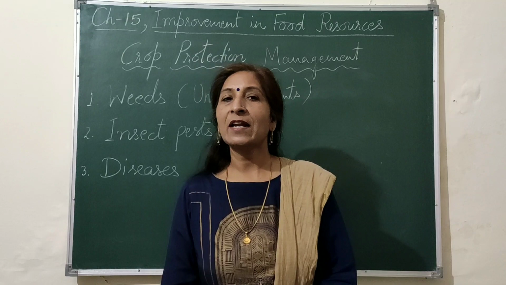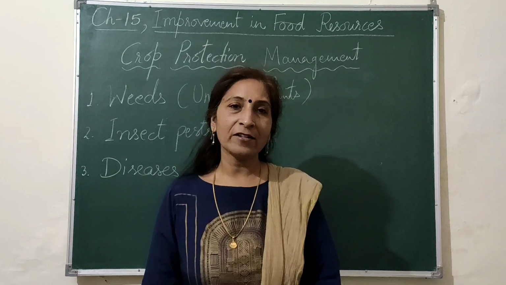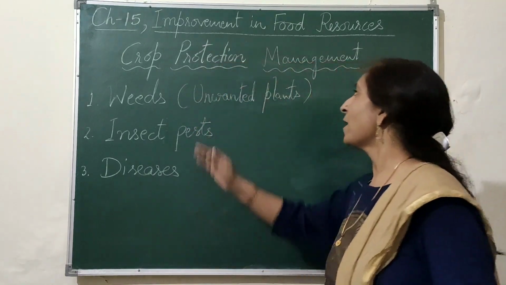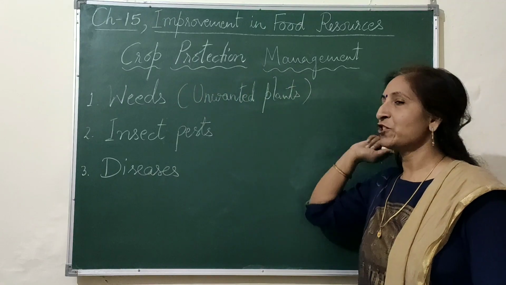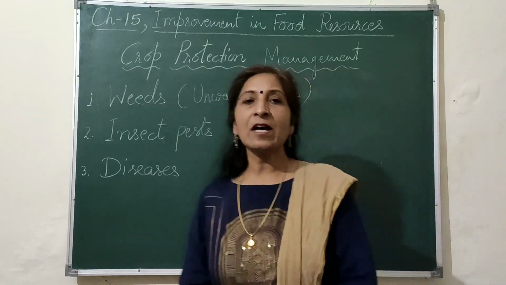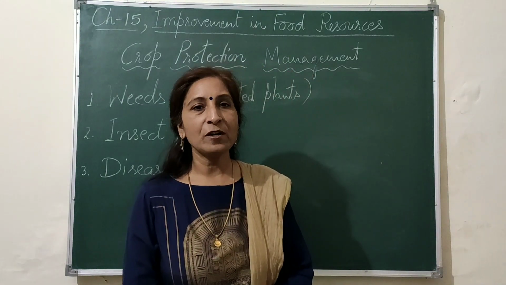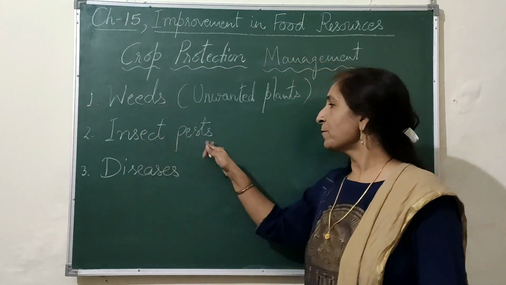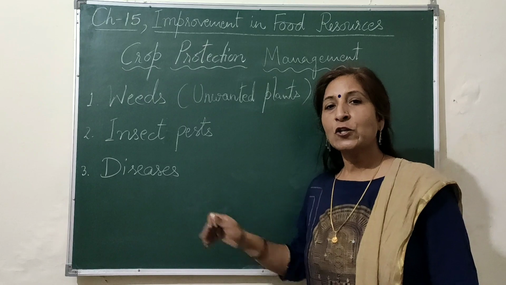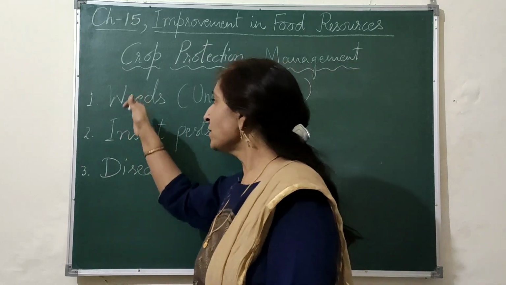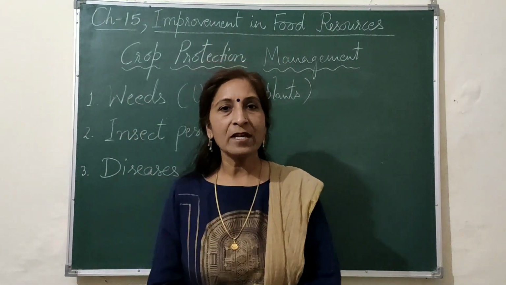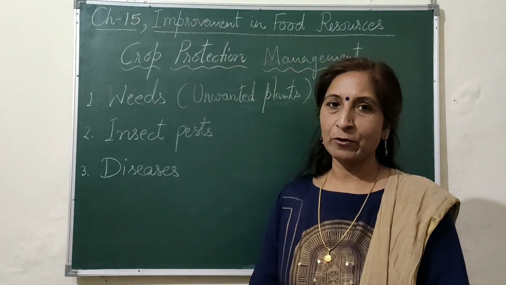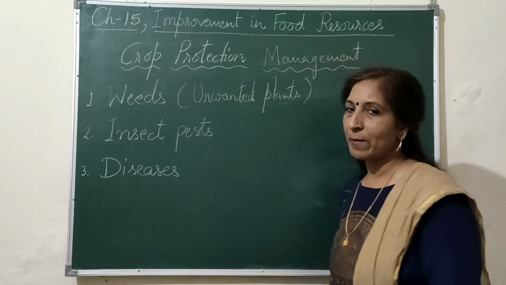It is the Science of Class 9, Chapter 15, and today I am going to teach you about crop protection management. Crops are often infested and damaged by some harmful agents like weeds, insect pests, and diseases. So we are going to discuss how these agents harm the crops and what we can do to control them. So let us take them one by one.